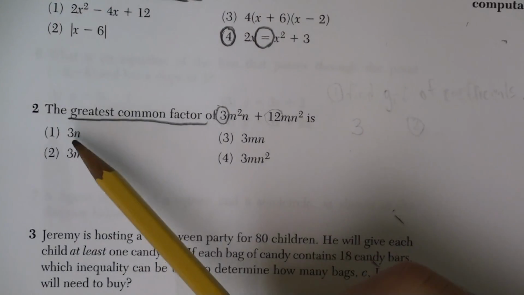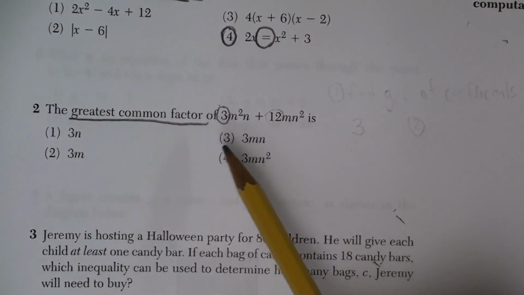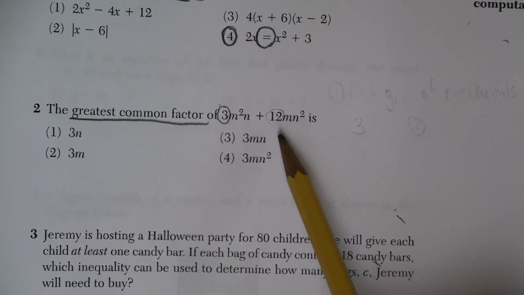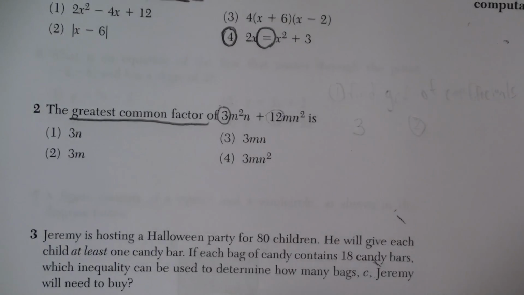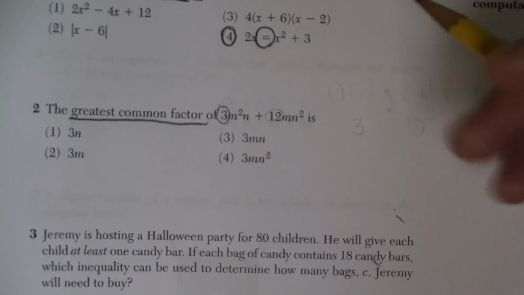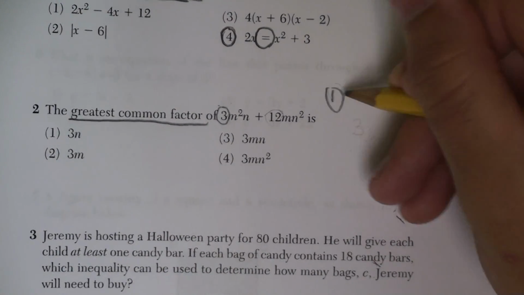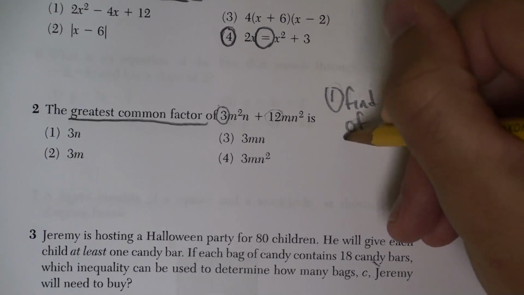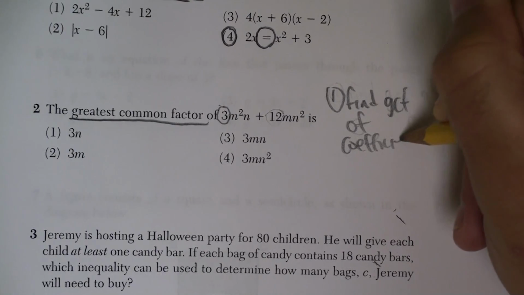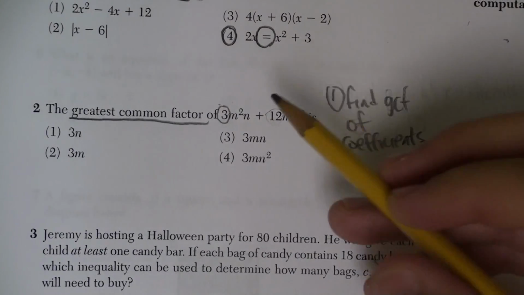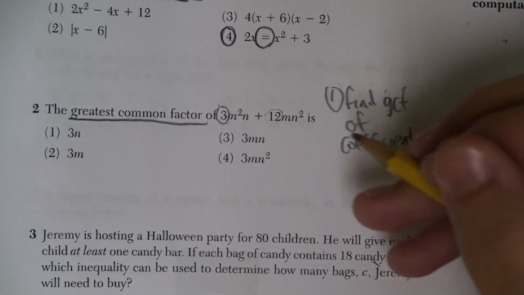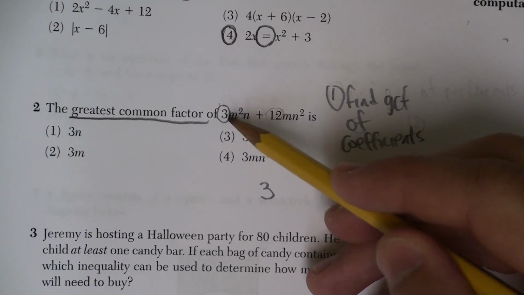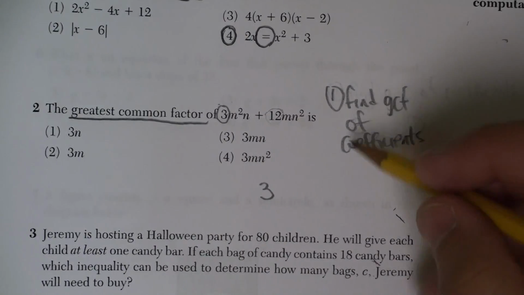Okay, question two. The greatest common factor of 3m squared n plus 12mn squared is? For greatest common factor, or GCF, we first need to find the GCF of coefficients. Our coefficients here are 3 and 12. The greatest common factor is 3. 3 is a factor of 3, and 3 is a factor of 12.